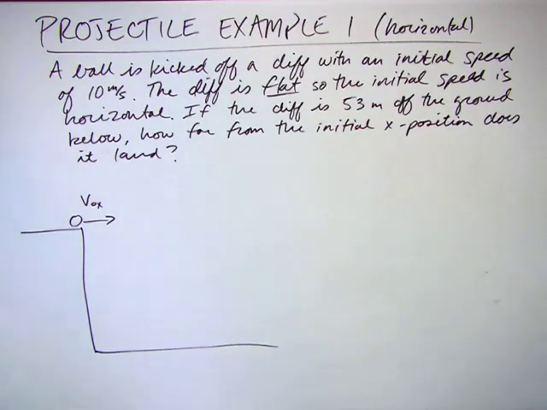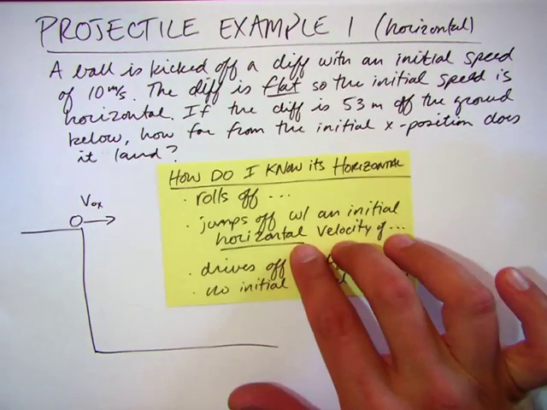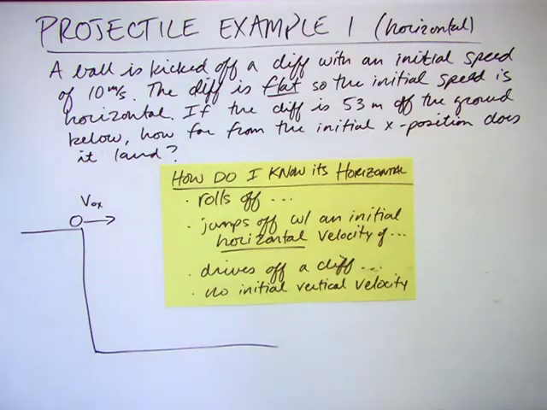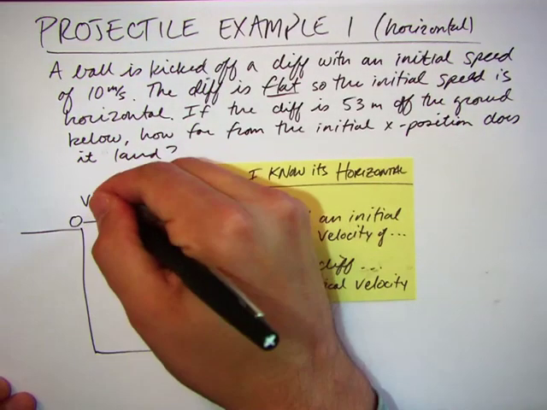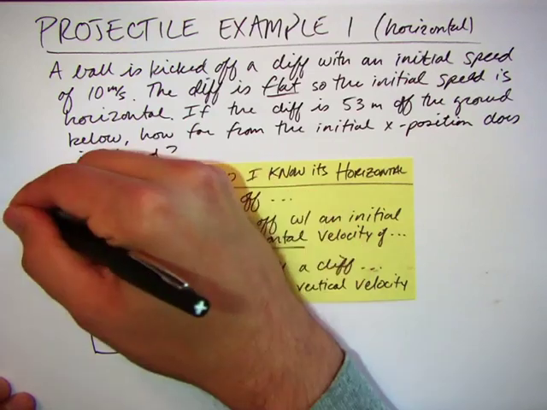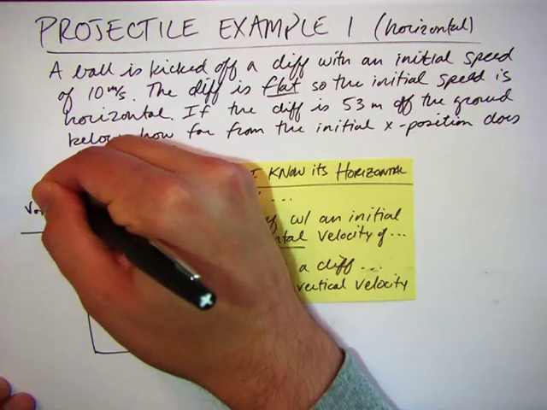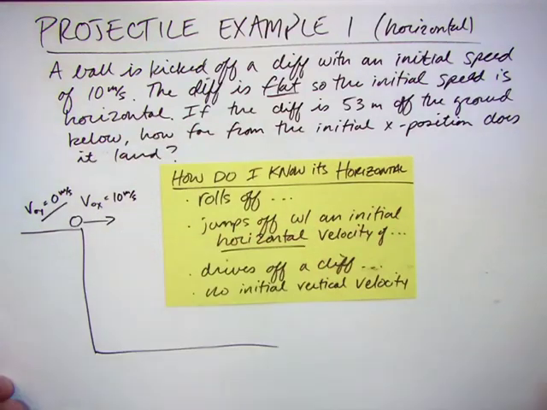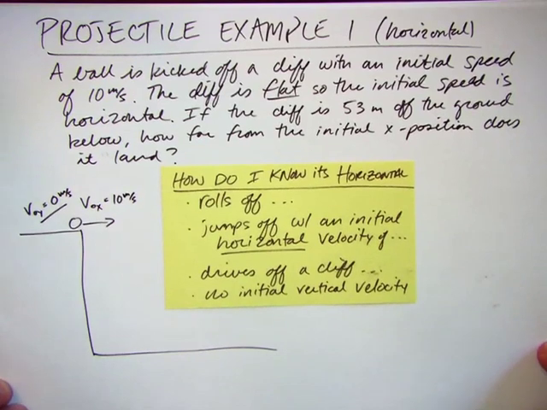So a couple things. How do I know it's a horizontal problem? If you are ever told it rolls off, or you jump off with an initial horizontal velocity of some certain value, or initial speed of, or a car drives off a cliff, hopefully not, but in practice example problems it can work, or if it says there's no initial vertical velocity, these are all cues from a problem that it's a horizontal problem, meaning it has some initial x velocity, in this case 10 meters per second, and my initial y velocity is 0. That's the key. That makes it simple for us. That makes it a horizontal problem.